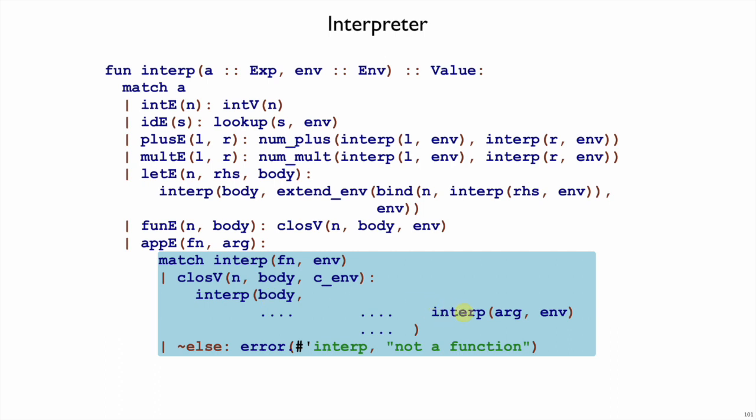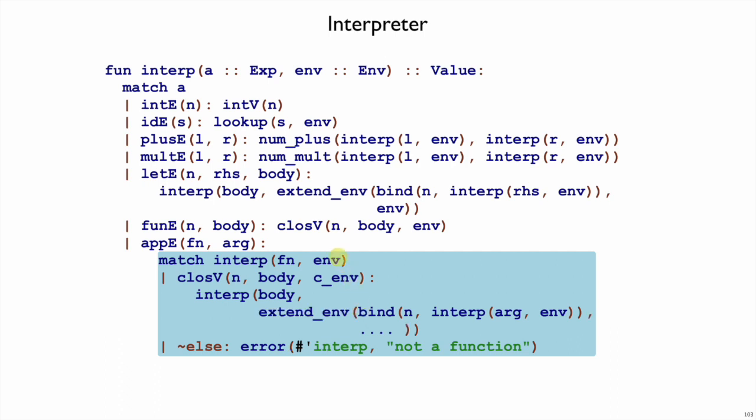What happens to this argument? Well, when you evaluate the argument, you're supposed to bind it to the argument name for the function. So we're going to bind the result of interpreting the argument expression to the argument name and put that into the environment.